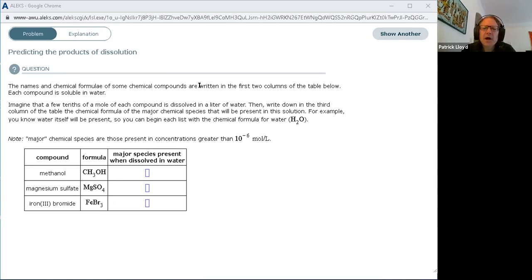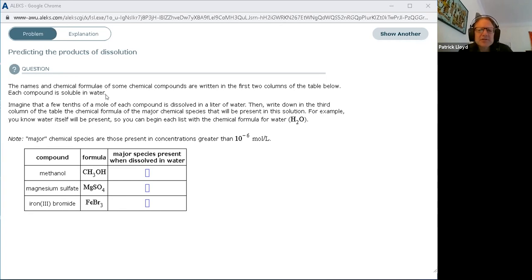Okay. We're going to assume that these are soluble in water. Now, the term soluble means they dissolve into water. So sugars dissolve in water, alcohols dissolve in water, and salts dissolve in water. So it says here, these are soluble in water. Imagine that a few tenths of a mole. The reason they say a few tenths of a mole is they're saying we're not putting too much in there. We're putting a little bit. A few tenths means a little bit.